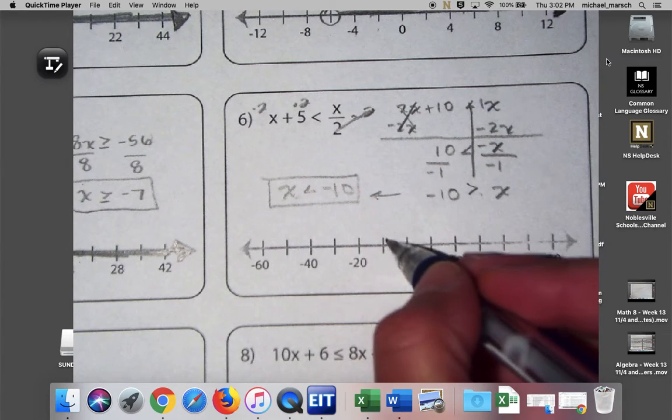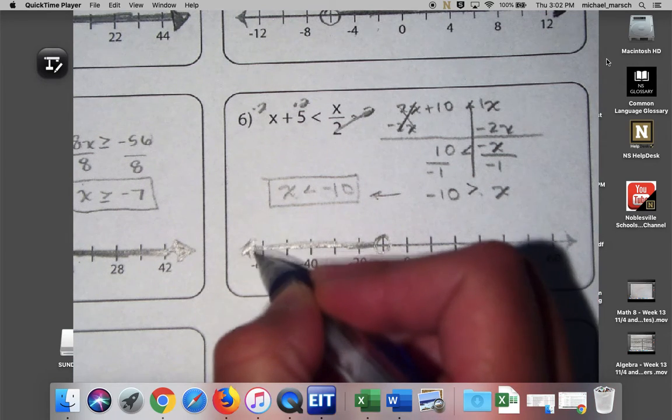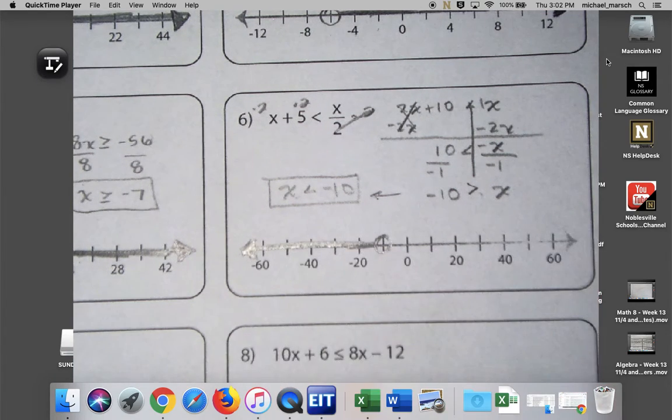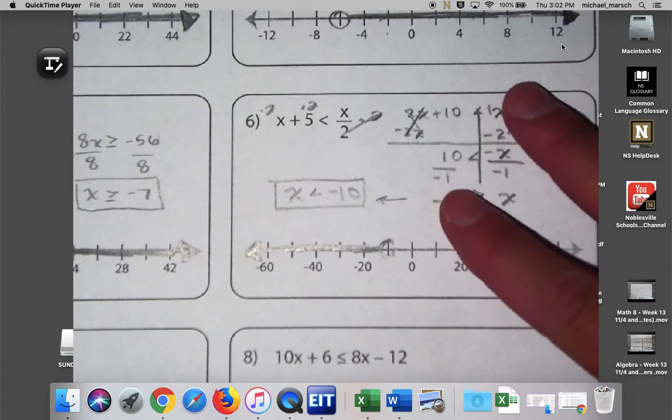So then I'm going to leave an open circle at negative 10. And I'm going to shade in all the values to the left. Okay, so you guys are going to try 7 and 8 by yourselves. End of the video, trying 7 and 8 by yourselves.